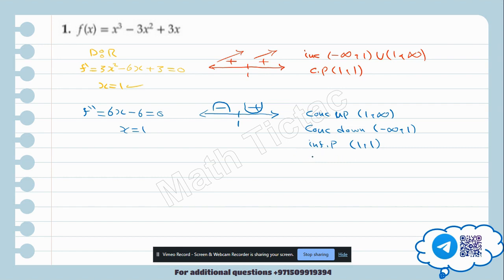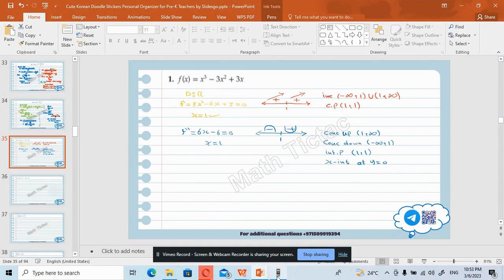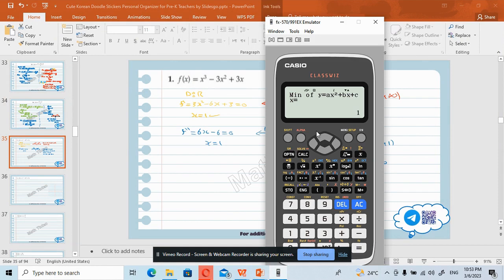Now, I think this is very necessary: finding the x-intercept and y-intercept. That will give you extra points. You can plot them in the graph. So the x-intercept is at y equal to 0. At y equal to 0, you can put that directly in the calculator as we did before, using the same values.